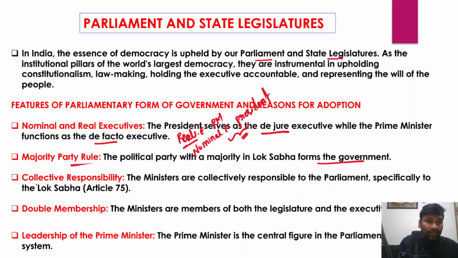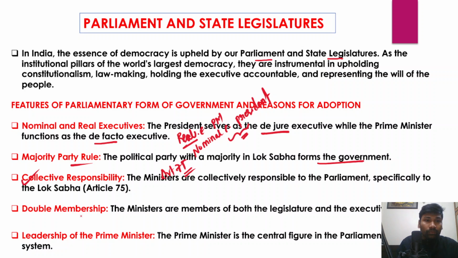And third, collective responsibility. When we talk about collective responsibility, as I have already told you, there is a separate Article 75 of the Indian Constitution, right? Article 75 talks about the collective responsibility of the Council of Ministers to the Lok Sabha. So in this context, collective responsibility is also a feature of the parliamentary form of government.